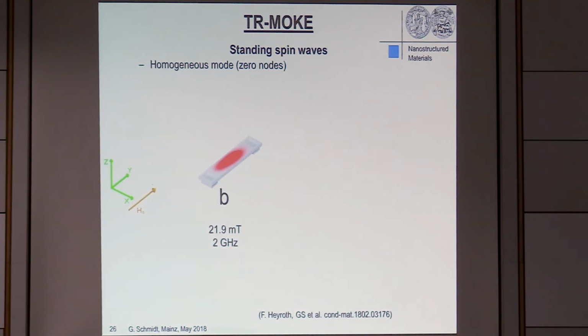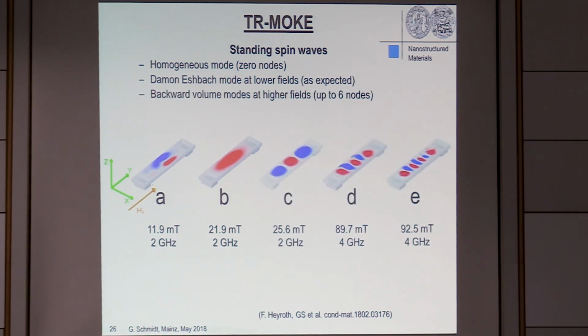So you can see, these are now the measurements. This is the homogeneous mode, where you have 0 nodes. And then if you go to lower fields at the same frequency, you get the Damon-Eshbach mode, because the field is oriented this way. And you can also get the backward volume mode, and we could see at least up to 6 nodes in this case. So this already looks very nice.